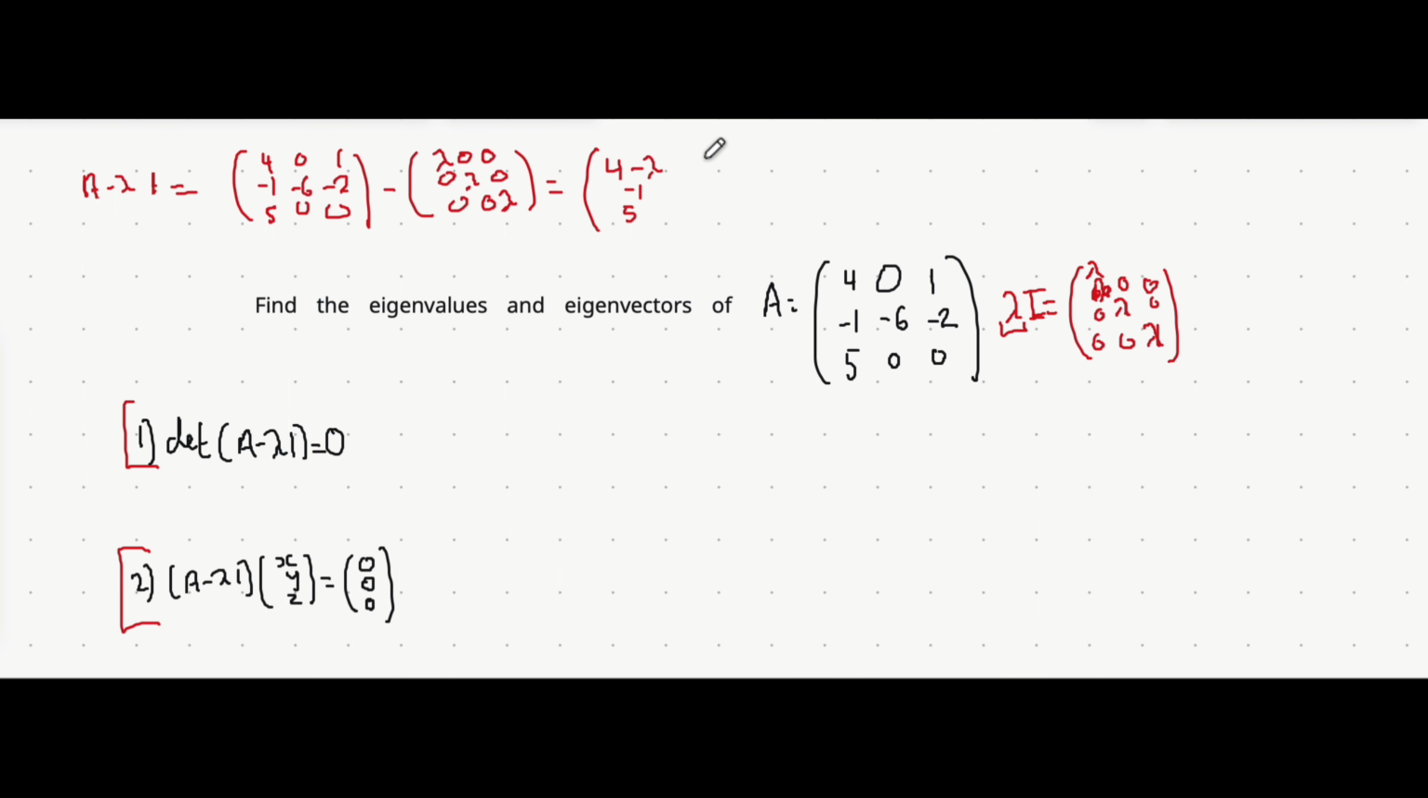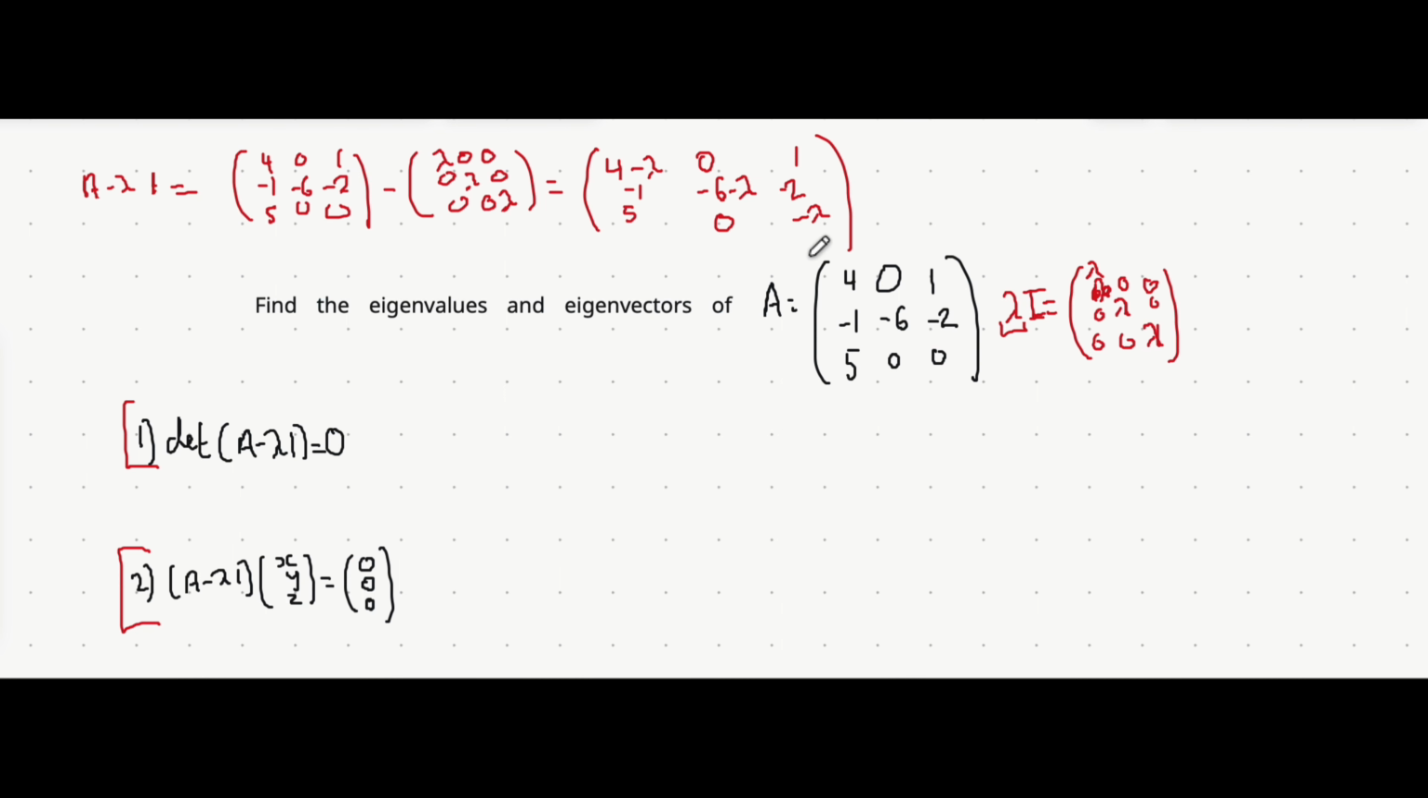So 0 take away 0 is 0. Minus 6 take away this middle term lambda is minus 6 minus lambda. And I'm just going to fill the rest in just like so. So 0 take away 0 is 0. 1 take away 0 is 1. Minus 2 take away 0 is minus 2. And then 0 take away lambda is minus lambda.